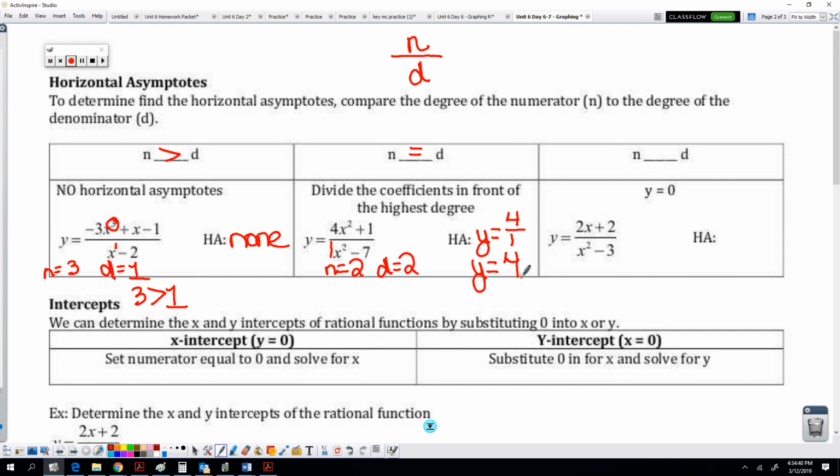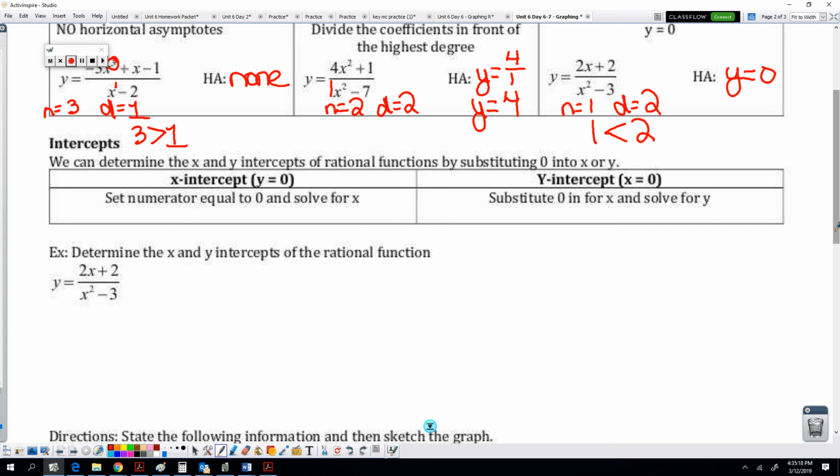Now let's take a look at the next one. When your n is less than the degree of the denominator, y equals 0. So the degree of the top is 1. The degree of the bottom is 2. Since 1 is less than 2, your y is 0. Pretty much what you can say is, if it's bottom heavy, your y is equal to 0. So when the bottom is bigger, y equals 0.